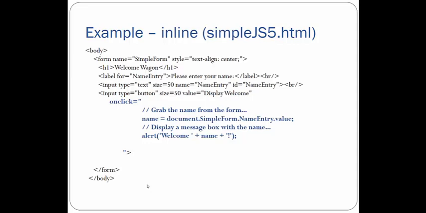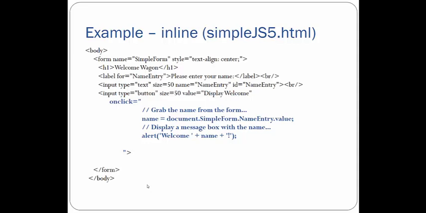Now here's an example of something with JavaScript in the onClick event. I encourage you to check out the page listed here, and again, use the URL I mentioned earlier in the presentation, and you'll see a link to simplejs5.html. In this case, we have a simple form. Now the form has a variety of elements. It has a header, an H1. It has a label for a text box which follows, which says please enter your name. And it has a text box with a name of name entry and an ID of name entry.